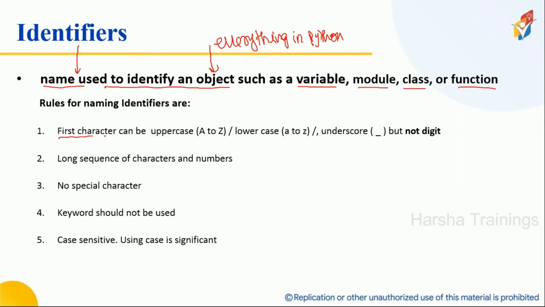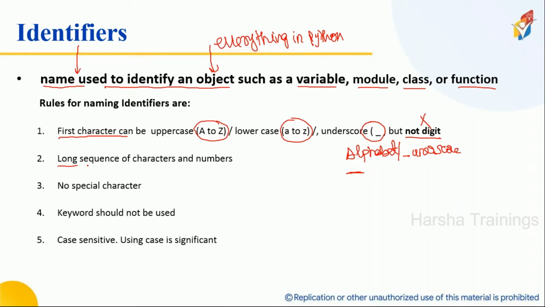The first character can be either uppercase, from capital A to capital Z, or lowercase, from small a to small z, or underscore. It should not start with a digit. The first place of the identifier must be an alphabet or underscore. It is not hyphen, it is just underscore. You should not start with a digit.